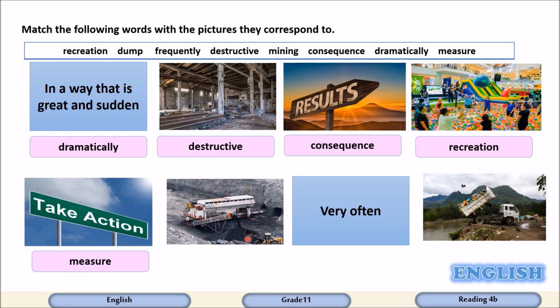Look at this picture. What is going on? They are digging for something valuable like coal or something like that. And this is called what? Excellent, mining. When something happens very often, how it happens? Right, thank you. Frequently. And let's move to the last one. Now, they are throwing something into the river, and this is called dump. Thank you.